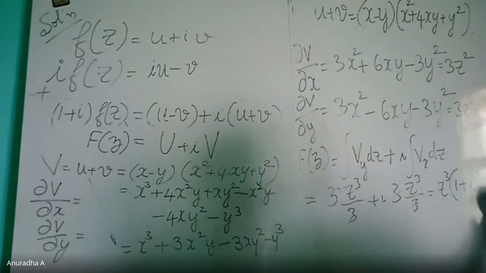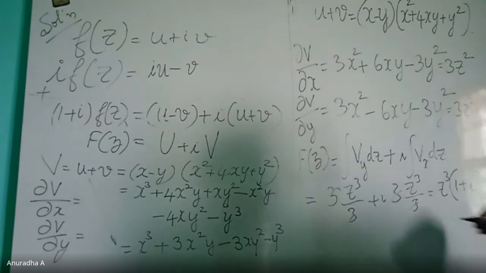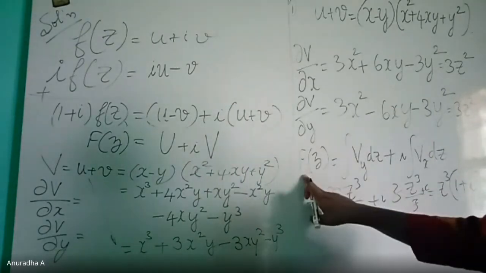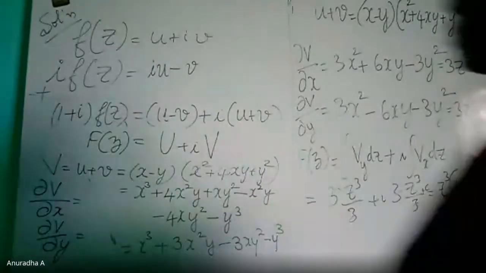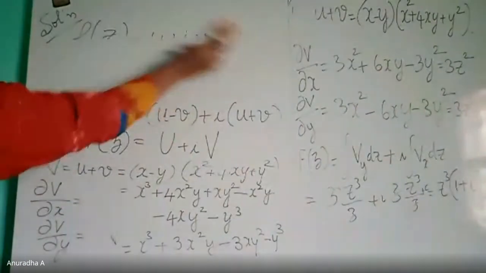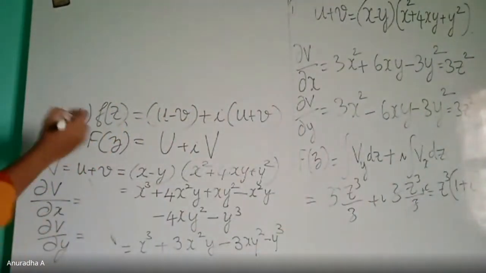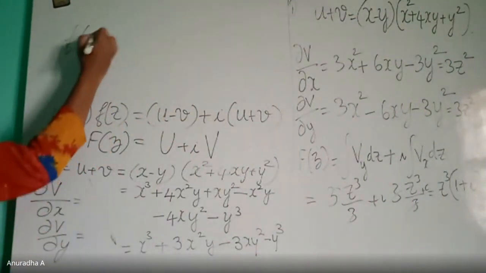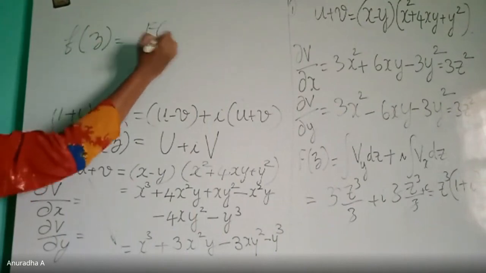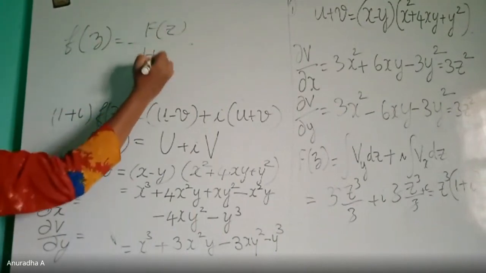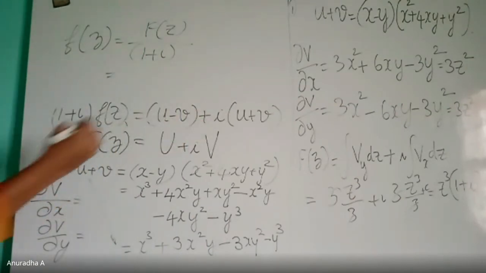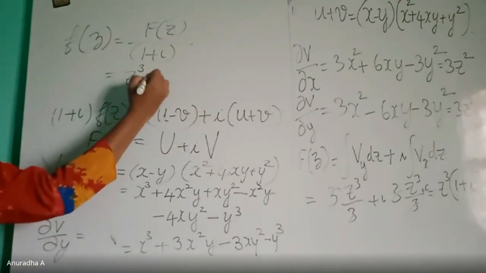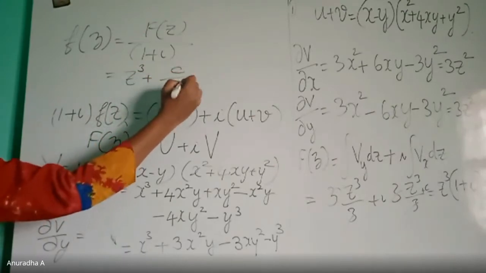Integration we are doing, so some c will come. Please remember that, plus some c. So now this is capital F of z. The sum is not over yet. We have to find small f of z. So what is small f of z? Small f of z is capital F of z upon 1 plus i. So divide by 1 plus i there, so that it will become z cube plus c by 1 plus i.